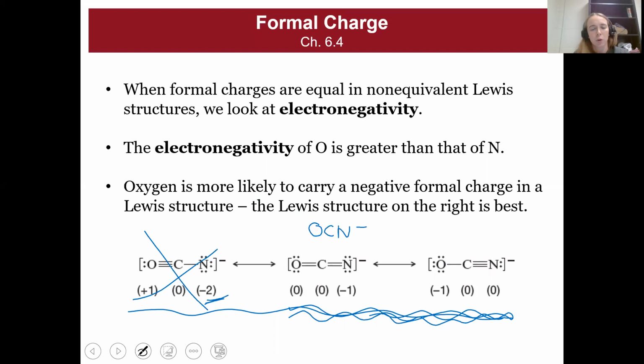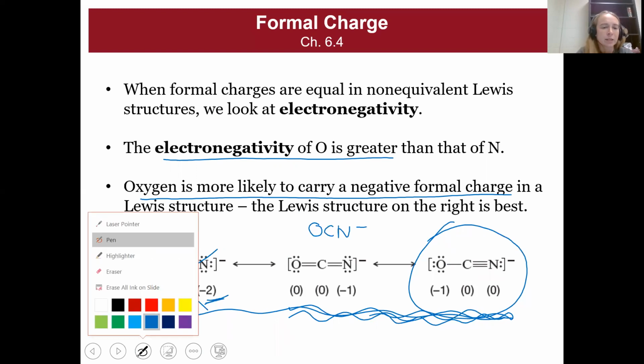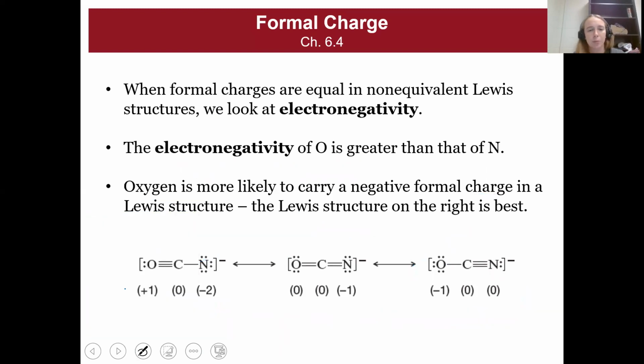So how do we know which one we want? This goes back to that previous thing where we don't want the positive charge on the more electronegative atom. In this case, we want the negative charge on the more electronegative atom. If there's a negative charge that we need to put somewhere, oxygen is more likely to carry the negative formal charge because oxygen has a greater electronegativity. So this is the best structure based on electronegativity and formal charges. Let me erase so that we can talk about this slide again a little bit.